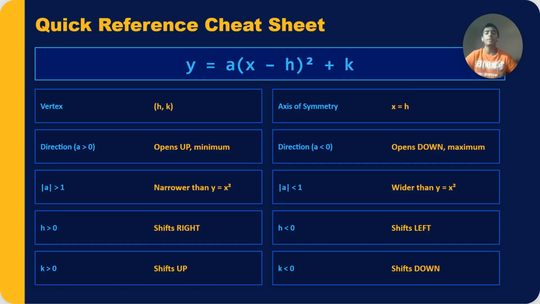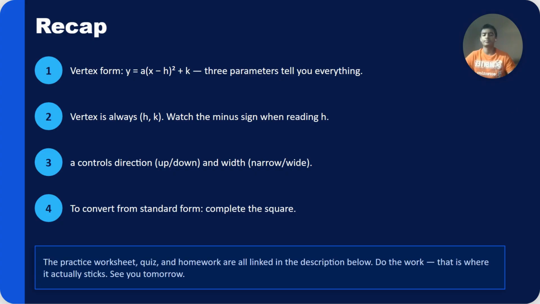Positive a opens up and negative a opens down. Now, if the absolute value of a is bigger than 1, it means it's narrower. If the absolute value of a is less than 1, it means it's wider. h positive shifts right and h negative shifts left. k shifts up or down. That's everything you need to read a graph or graph any quadratic in vertex form.